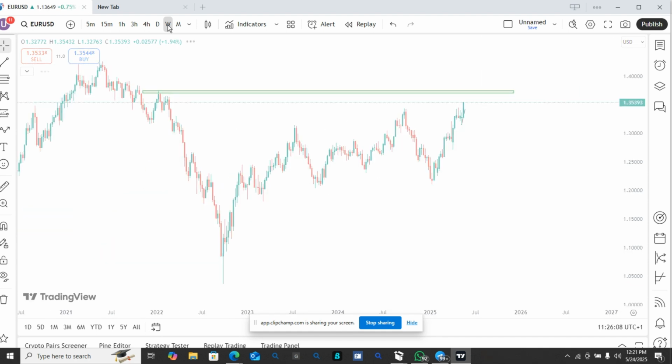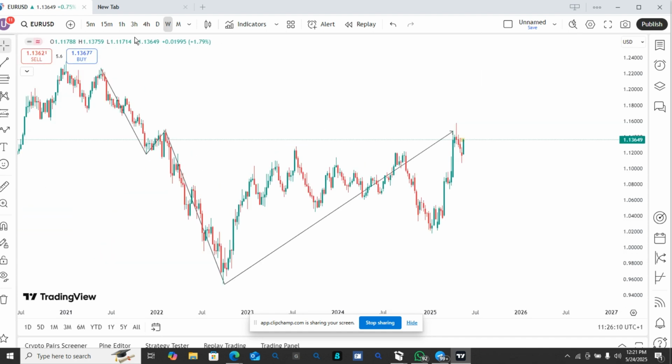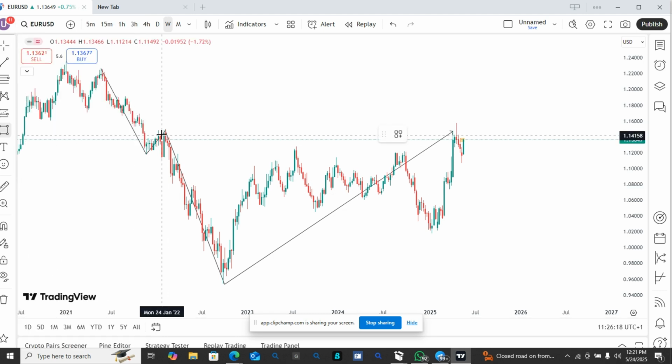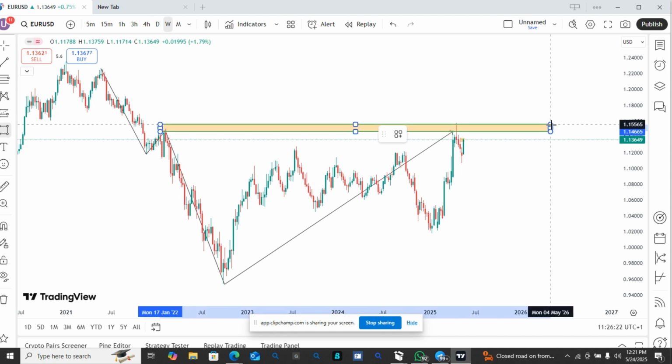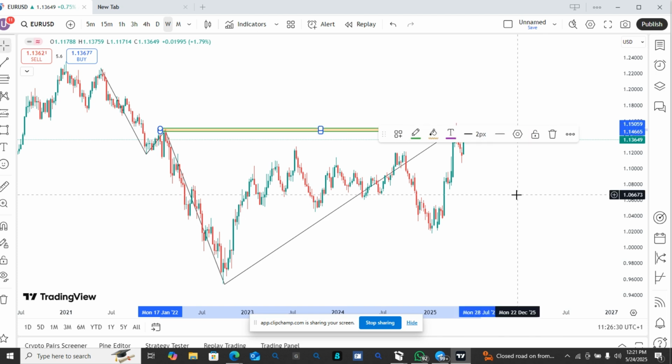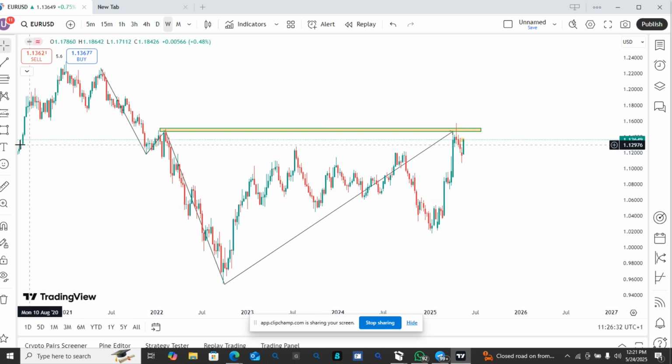Next pair on the list is Euro USD. So Euro USD, you can see that already we have tested this resistance level, and we are going for the second test again. This is a weekly resistance level. We've tested it in the past about 5 weeks ago, and now price is going back to test it again for the second time before we might see a potential fall.